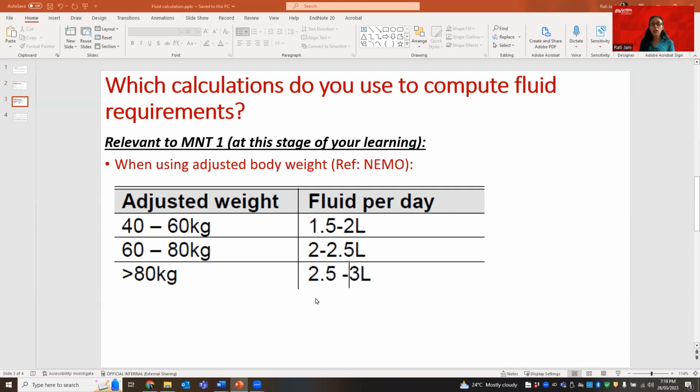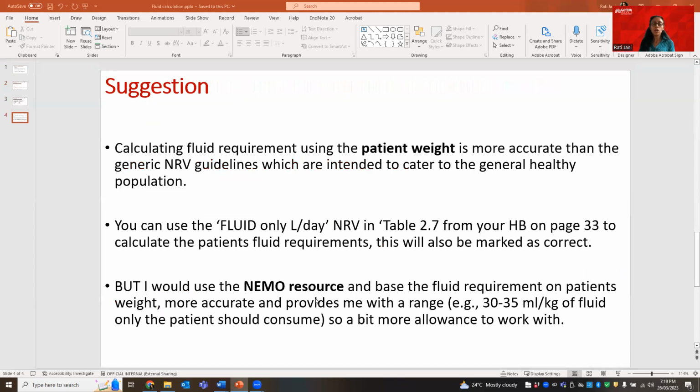Okay. So now at the end, what is my take home message? My take home message is that I use the NEMO resource when you have simplified MNT1 cases like yourself. I use the NEMO resource in calculating the patient's fluid requirement. Why? Because it is based upon the patient's weight status, and weight status of a patient is a much stronger indicator of calculating their fluid requirement in comparison to using the generic NRV guidelines on fluid requirement, because NRV guidelines are designed for the general healthy population.